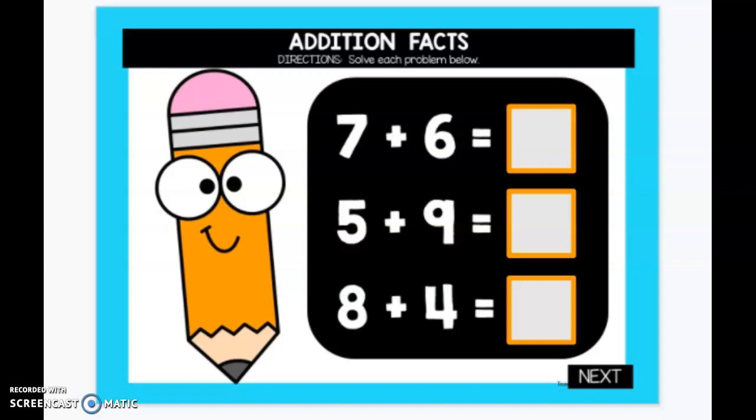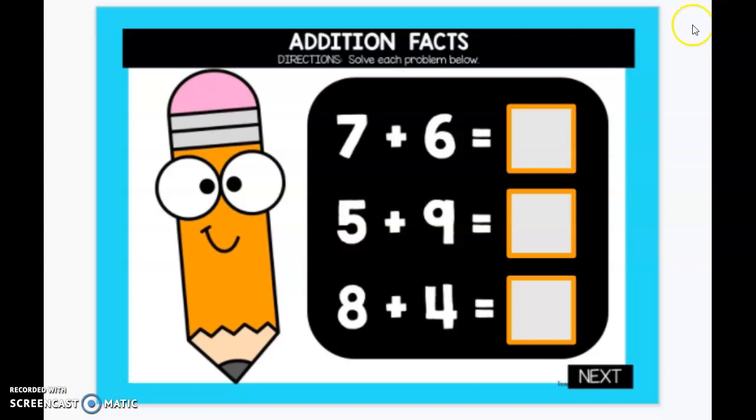We have been working very hard on addition in class. Today, I have some addition slides and math facts that I would like you to practice. Let's talk about how we're going to do these slides today.